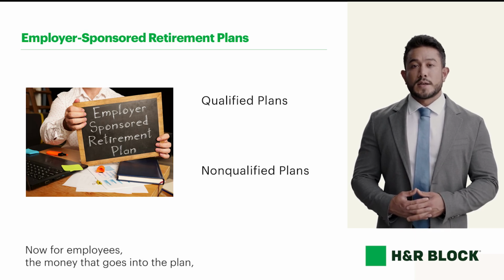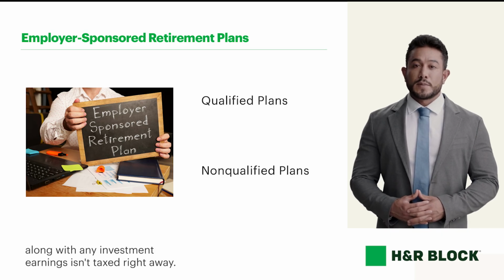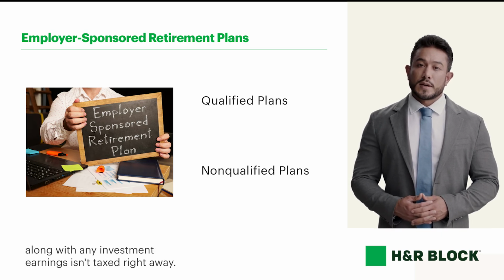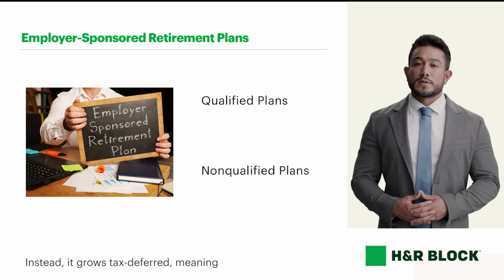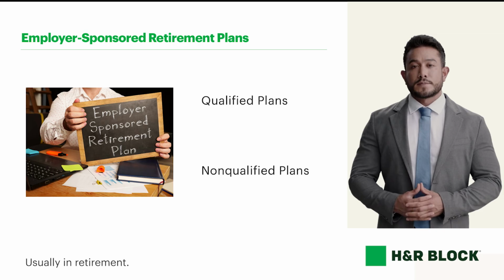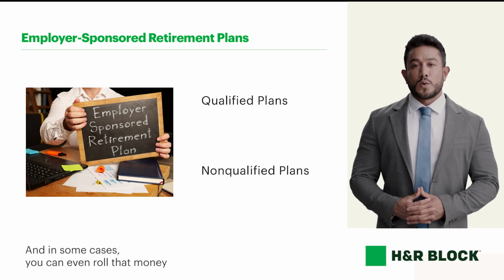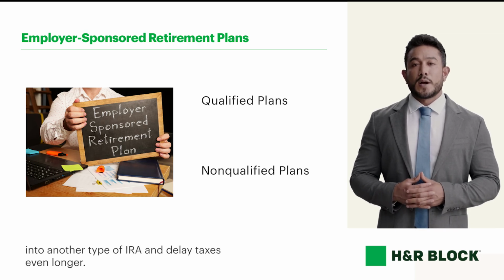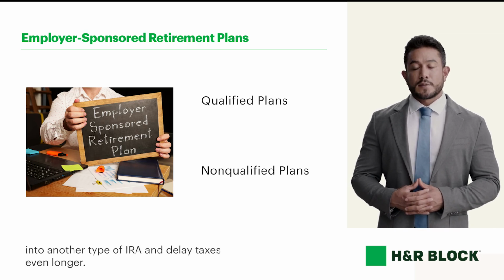Now, for employees, the money that goes into the plan, along with any investment earnings, isn't taxed right away. Instead, it grows tax-deferred, meaning you don't pay taxes on it until you start taking withdrawals, usually in retirement. And in some cases, you can even roll that money into another type of IRA and delay taxes even longer.